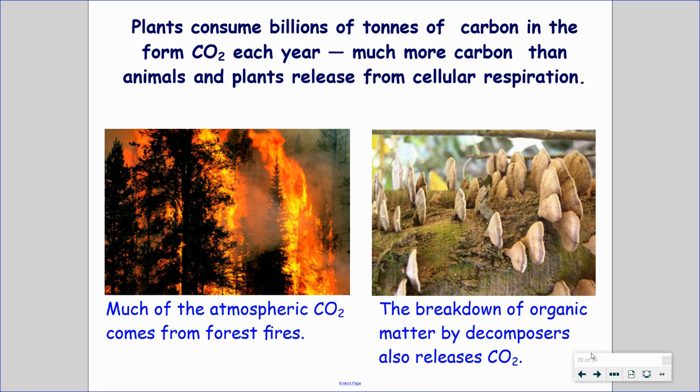Plants consume billions of tons of carbon in the form of carbon dioxide every year. In fact, there's much more carbon consumed than animals and plants release from cellular respiration. We're going to talk about human impacts later on. A lot of our atmospheric carbon dioxide actually comes from forest fires and the breakdown of organic materials by decomposers. Those are some of the ways that carbon dioxide is released into our atmosphere naturally. Again, we're going to speak about the human impacts at a later time.